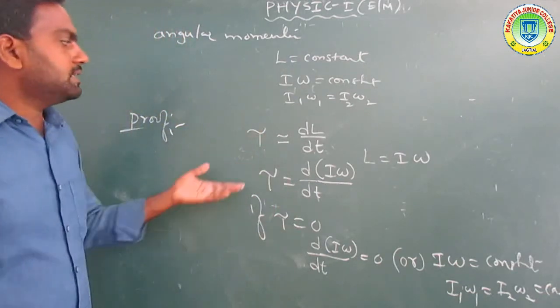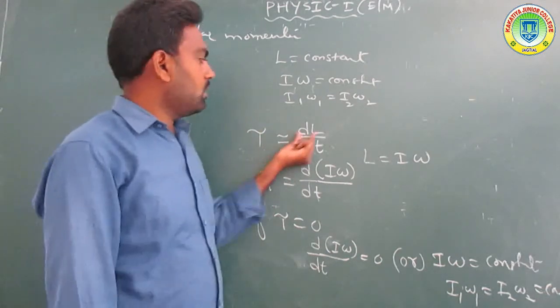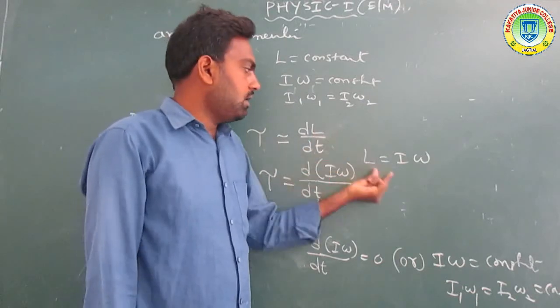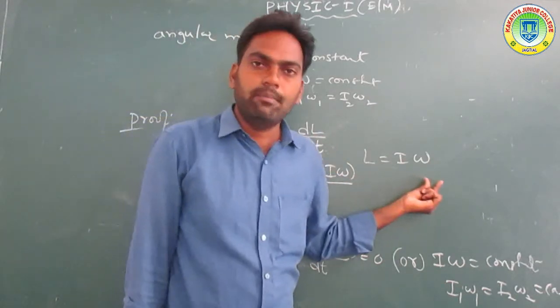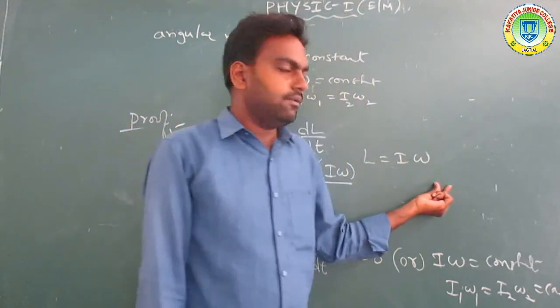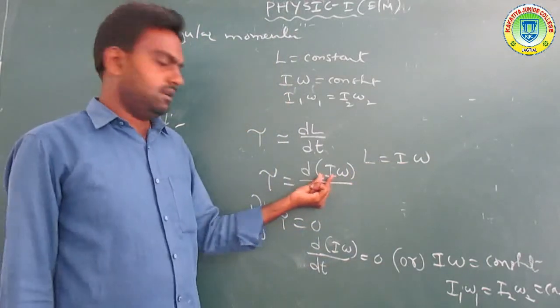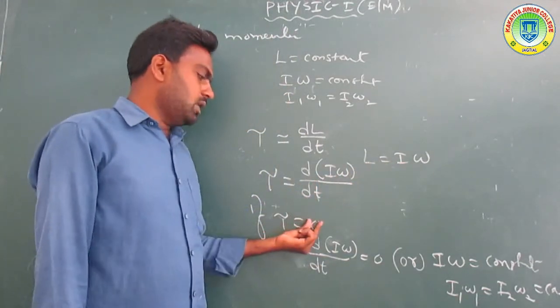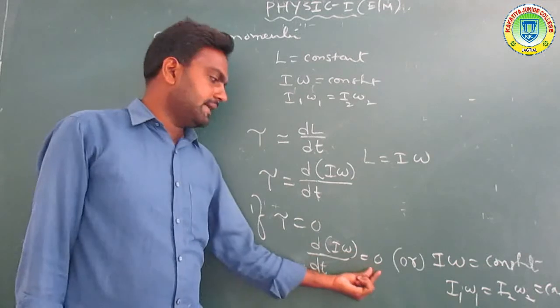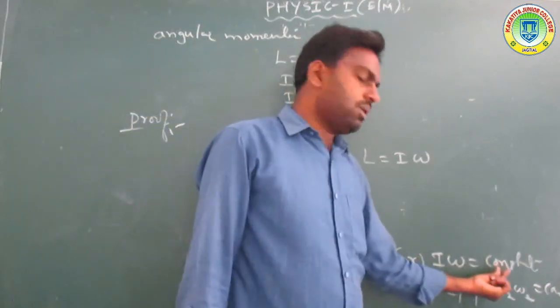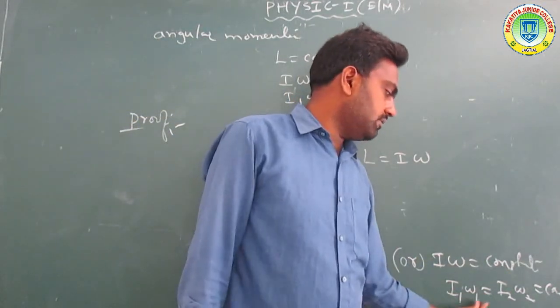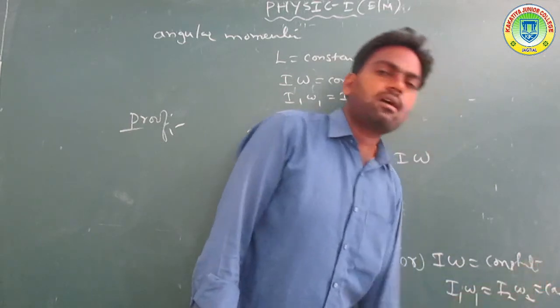According to the definition, we can write tau is equal to dL by dt, but L is equal to I omega. Substituting in the equation, if tau is equal to 0, d by dt of I omega is equal to 0. So I omega is equal to constant, so I1 omega 1 is equal to I2 omega 2, which is constant.